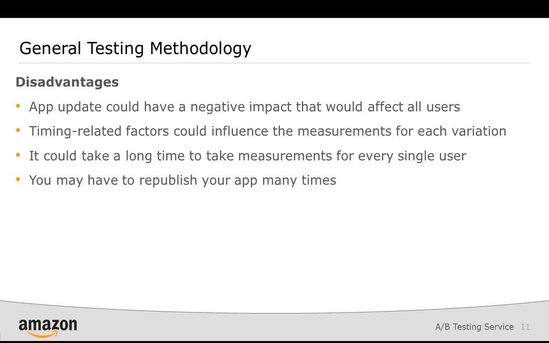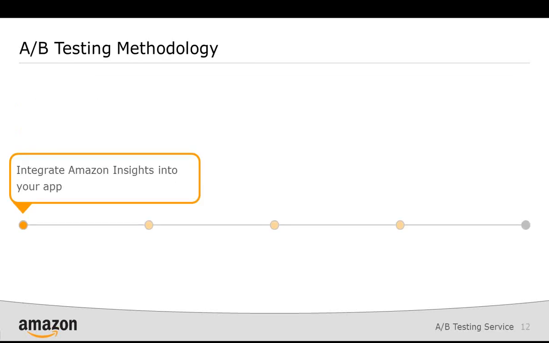So clearly there's some significant disadvantages to this approach. First of all, any app update that you make could have a significant negative impact affecting all of your customers. So you may roll out a mistake, for instance, and change the experience in a bad way for everyone. Measurements for each version may be affected by simple differences in timing, and it could also take a long time to gather those measurements across your entire user base. Of course, on top of this, you're going to have to republish your app many times.